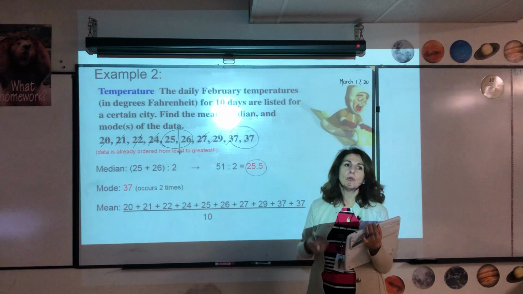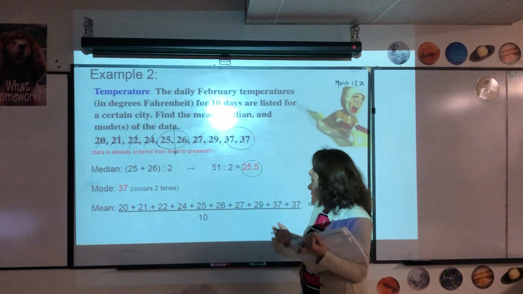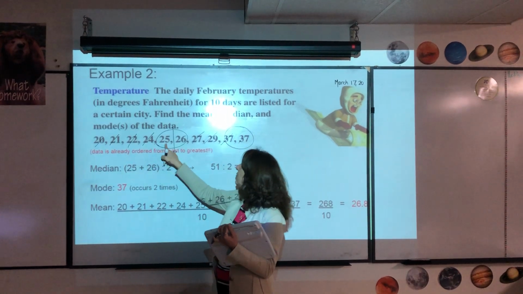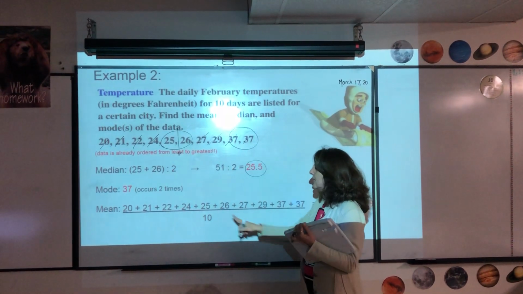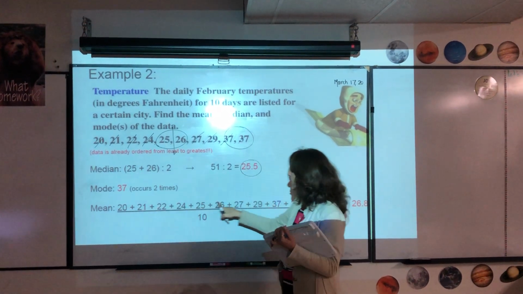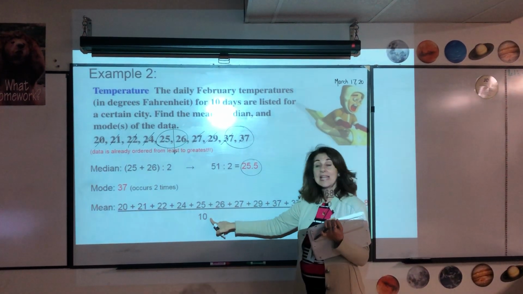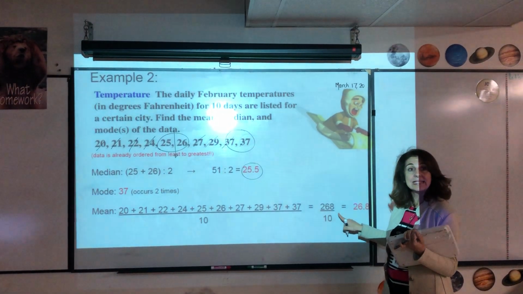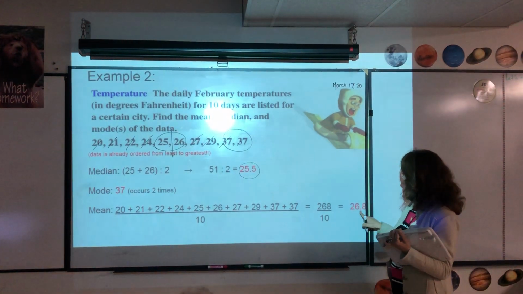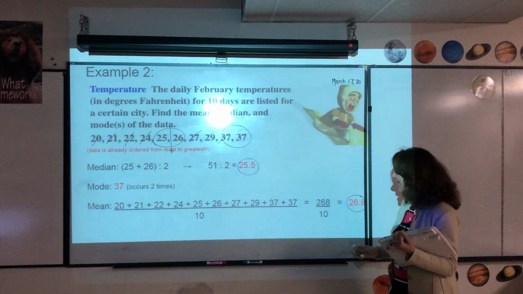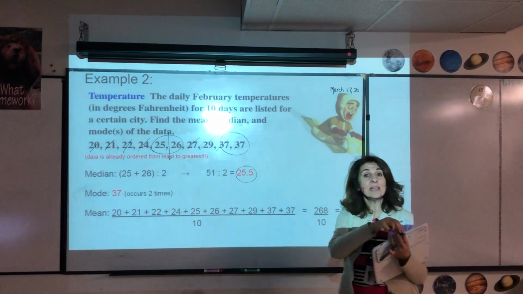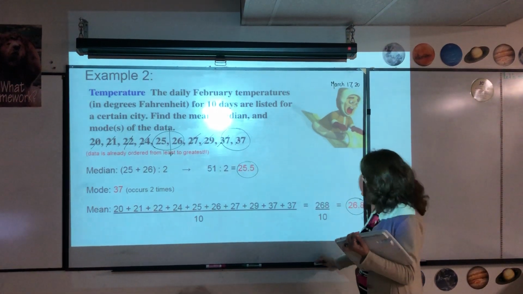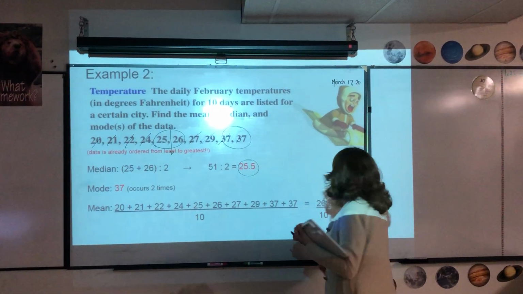And the mean, I know, again, I have to add and divide. How many temperatures do I have? 1, 2, 3, 4, 5, 6, 7, 8, 9, and 10. So I add all the temperatures given over there and divide by 10 because I have 10 temperatures here. 268 divided by 10, which is 26.8. That is the mean, or the average temperature, for this set of data that was given to us.